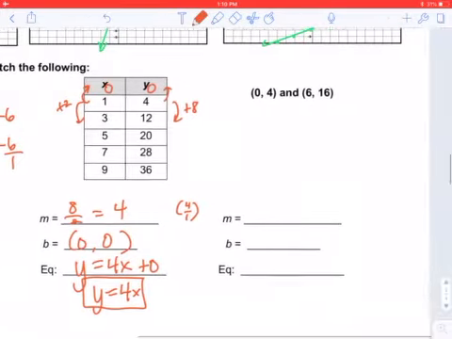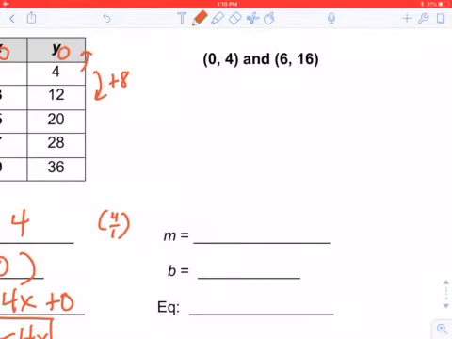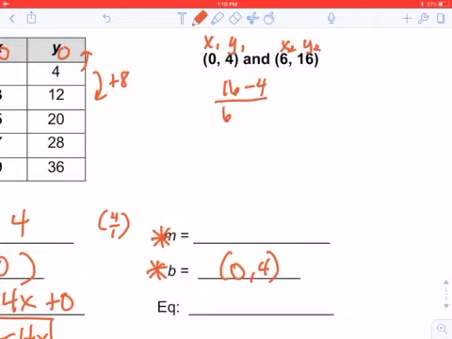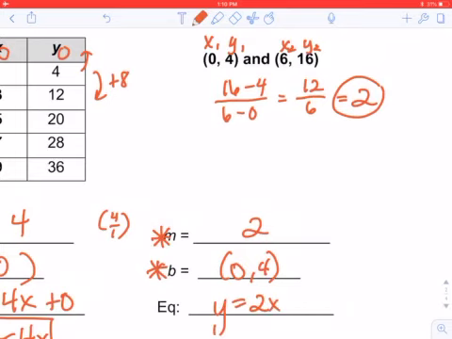Okay, last one here is the points. Again, I need a slope and I need the y-intercept. Well, the y-intercept is just the point that has the 0, so (0, 4). But then the slope, I have to use my slope formula, right? So this is x1, y1, x2, y2. So I'm going to do 16 minus 4 over 6 minus 0. And I get 12 over 6, in other words, 2. Then my equation is just y equals 2x plus 4.